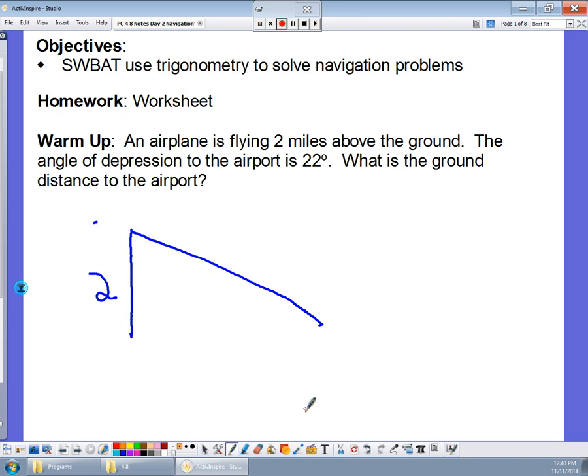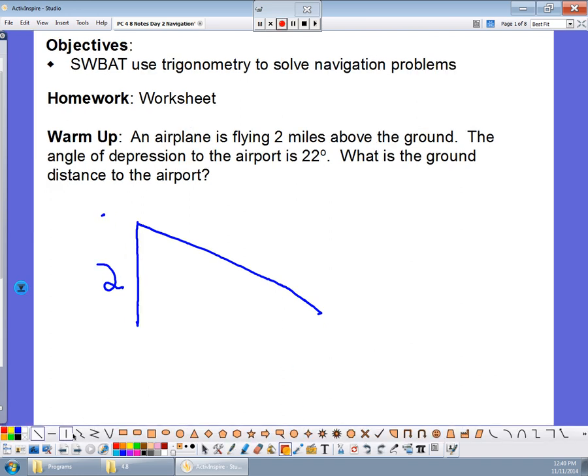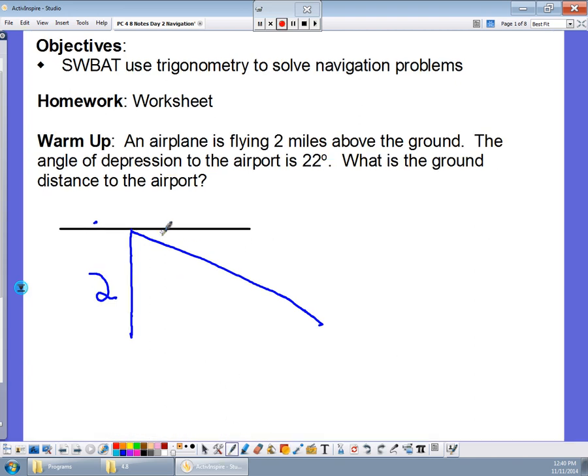An angle of depression is measured from the horizon. So I have a horizontal line here, and this angle of depression is right here. That's what the 22 degrees is. A lot of people make a mistake and think it's right here, when really it's on the outside of that triangle. The nice thing is the angle of depression always equals the angle of elevation because of the alternate interior angles. So I know that this also is 22 degrees.